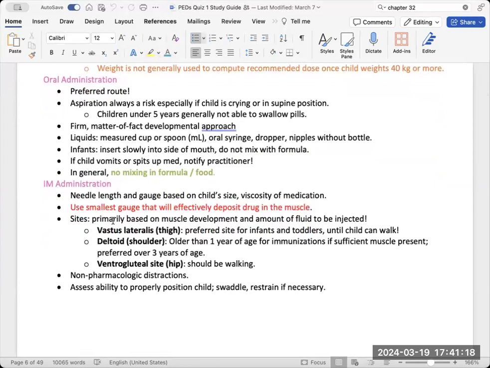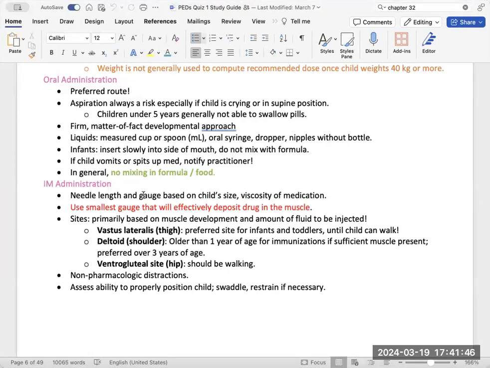So the oral route is the preferred route to give children a medication, but aspiration is always a risk. So we don't want to give them a medication, especially if they're crying, they could choke on it, or if they're in a supine position. And typically, children under 5 cannot swallow pills. So keep that in mind. We need a firm, matter of fact developmental approach. You need to take this, especially if the parent agrees. It can't be a negotiation, right?